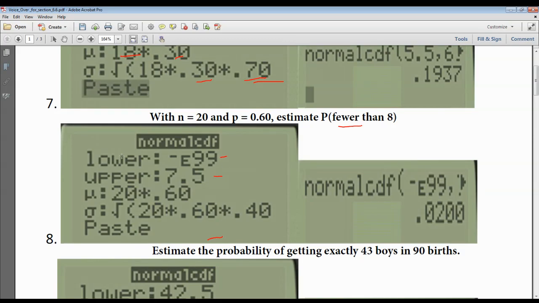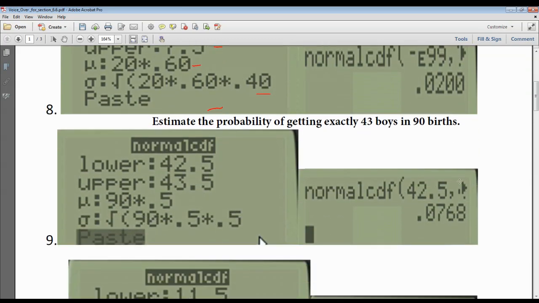It's in between. So if you're using lower and upper and you've got a whole number, you haven't performed continuity correction, which means to add and subtract 5/10. Here again, fewer than 8 does not include 8, so I've got to start at 7.5 and go to my left. The mean, the standard deviation, straight away, n times p, and then the square root of n times p times q. If the probability of a success is 0.60, then the probability of q, not a success, the complement, is 0.40. And the answer came out to be 0.0200.